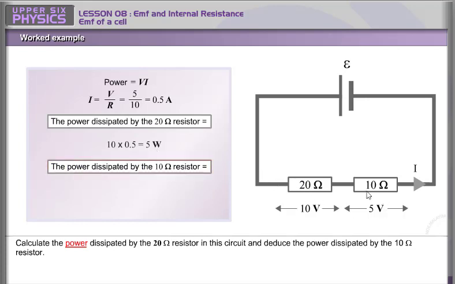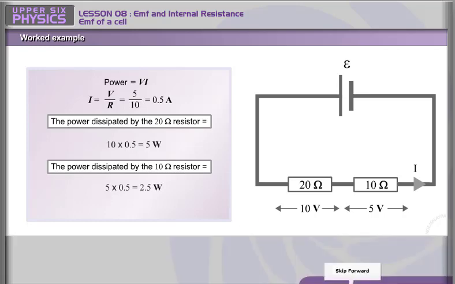So we use the same method to find the power dissipated by the 10 ohm resistor. Again use the same formula, IV. I is the same, 0.5. V here, across the 10 ohm resistor, is equivalent to 5 volt. So it's 5 times 0.5, which is 2.5.